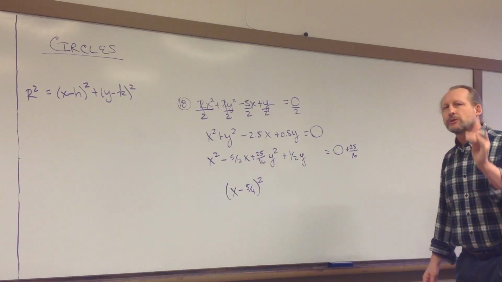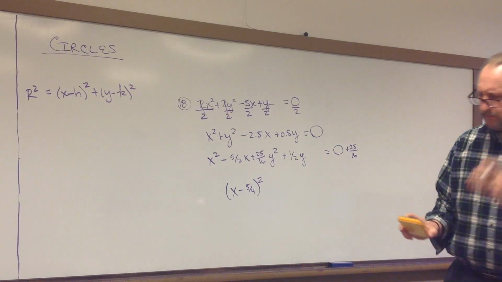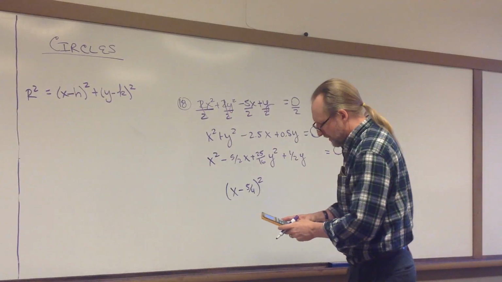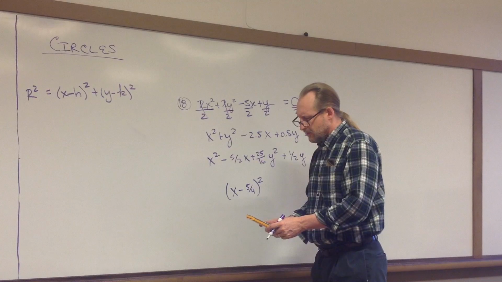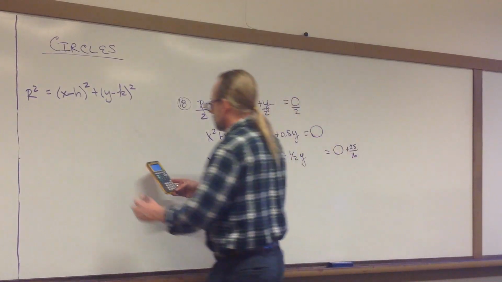But try not to round, right? Let me take the time to talk about this a little bit. In some situations, it's not going to make a difference, in others it will. So this 25 over 16 is 1.5625.